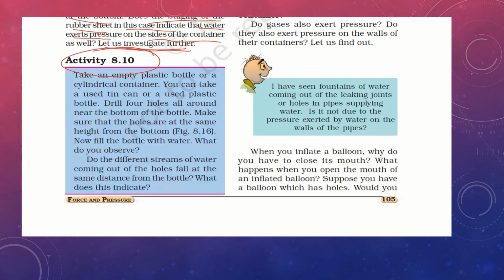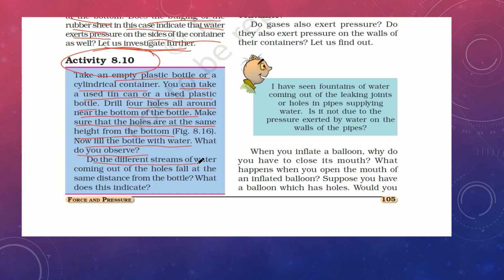You may have a question in your mind: why are we doing so many activities? We could have done one experiment and proved that. But we need to be very sure whether water or liquid exerts pressure on the sides of the container or not. So take an empty plastic bottle again, or a cylindrical container. You can take a used tin or a used plastic bottle and drill 4 holes around it, near the bottom. Make sure that the holes are at the same height from the bottom of the bottle. Now fill the bottle with water. What do you observe?